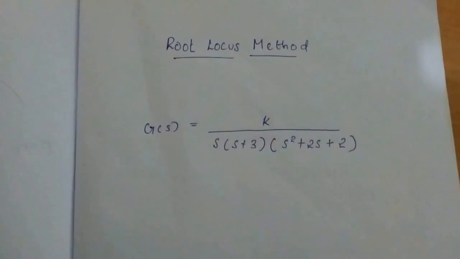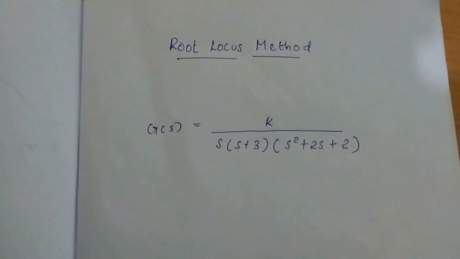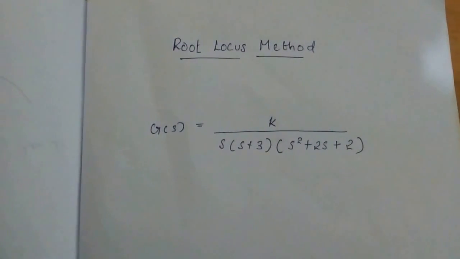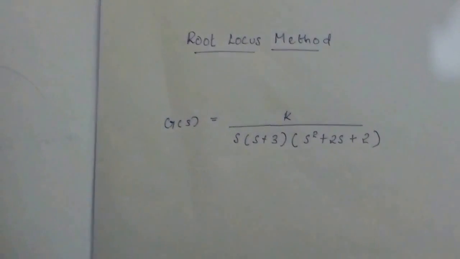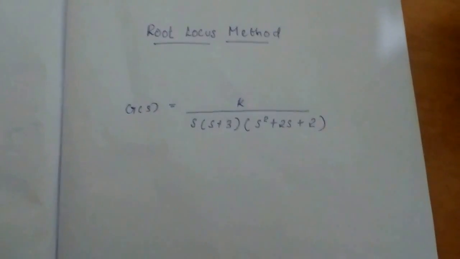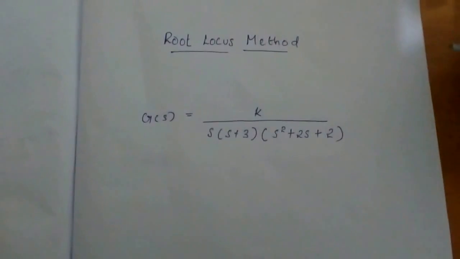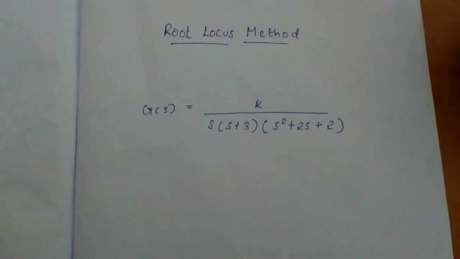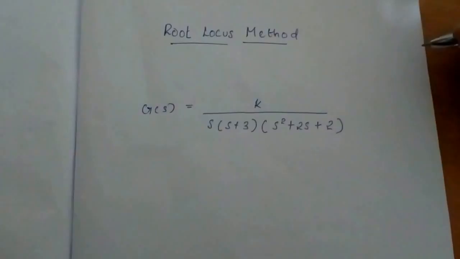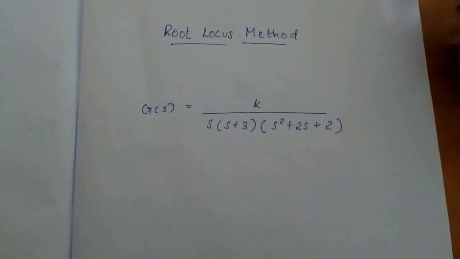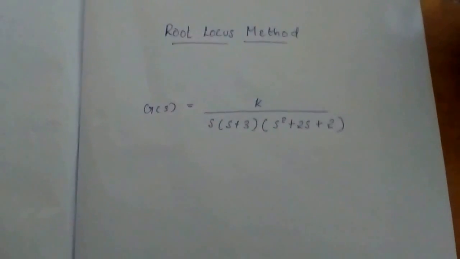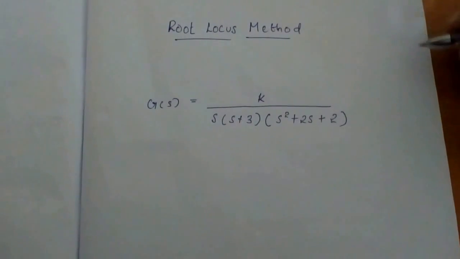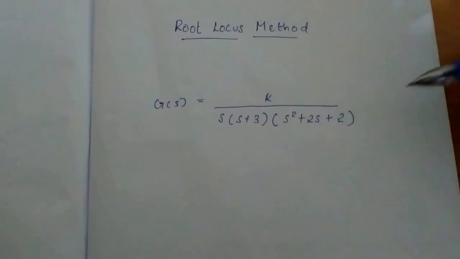This is a method to find the stability of the system by analyzing the movement of the poles in this plane. There are a lot of laws and rules for the root locus method, and I will explain them one by one by doing this example.